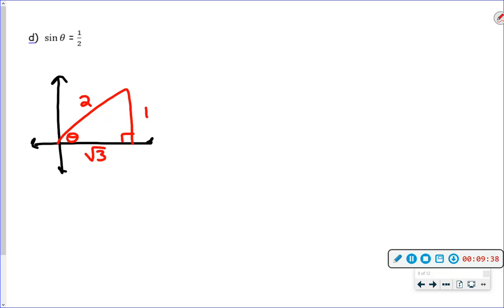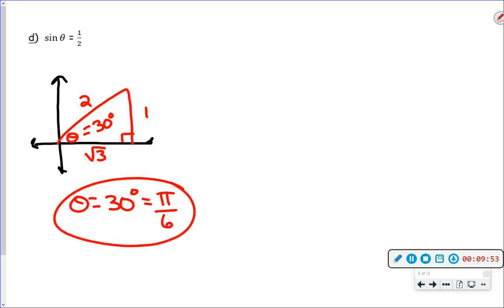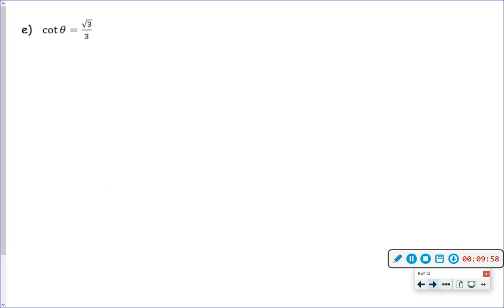So this time we're on the 30, 60, 90 right triangle, and we just have to know across from the side that measures 1 is the 30. So that's going to be my answer, and then we're just going to convert it into radians, although we probably know this one, pi over 6. We're just listing both degrees and radians because that's what the directions want from us. Okay, cotan, root 3 over 3.